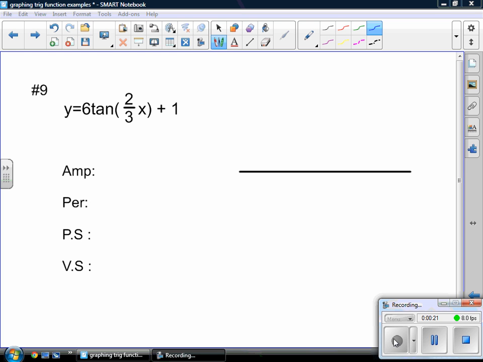Okay, so amplitude and tangent is really not going to be affected, although there's a 6 here. For our purposes, our amplitude is going to be none, always for tangent. It's not going to affect it that much in our purposes of graphing.